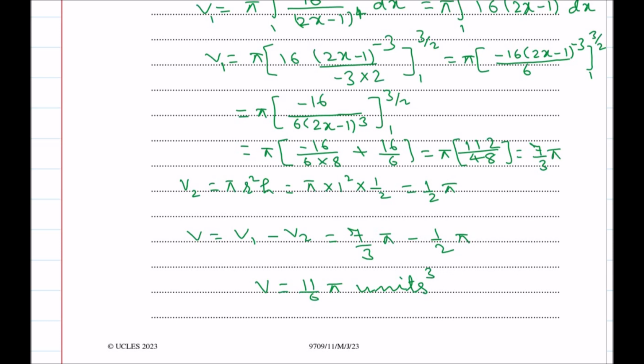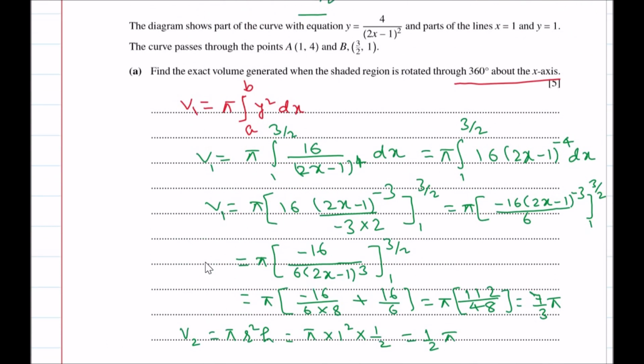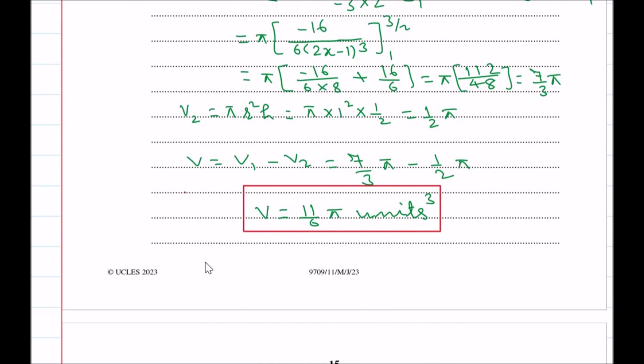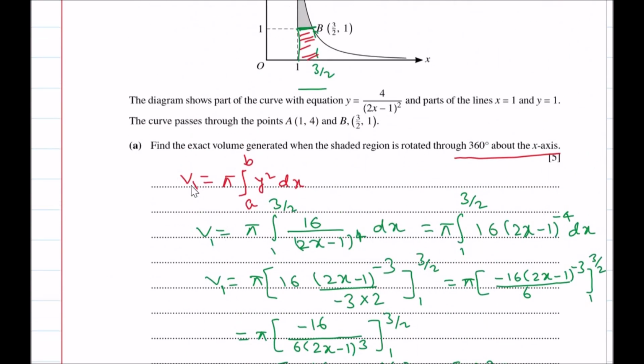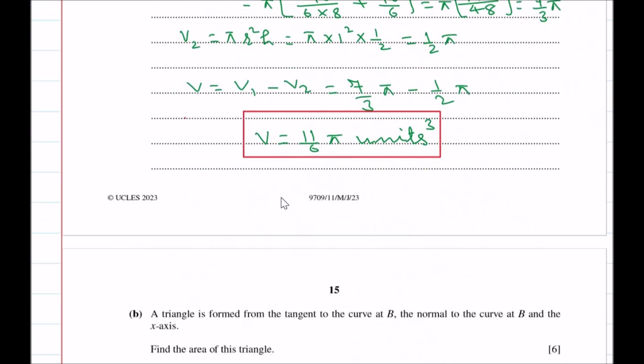Let us put in the box. That is the answer for volume. As it says, exact volume. So exact volume we need to leave in the form of pi. We don't need to convert into decimal. So this is why I left it like this.